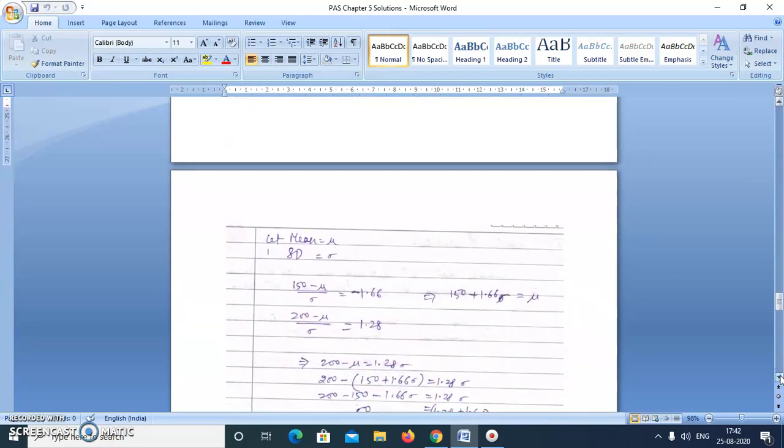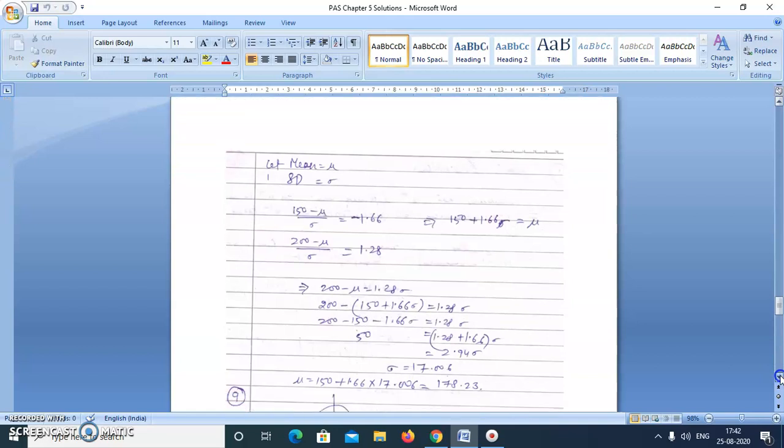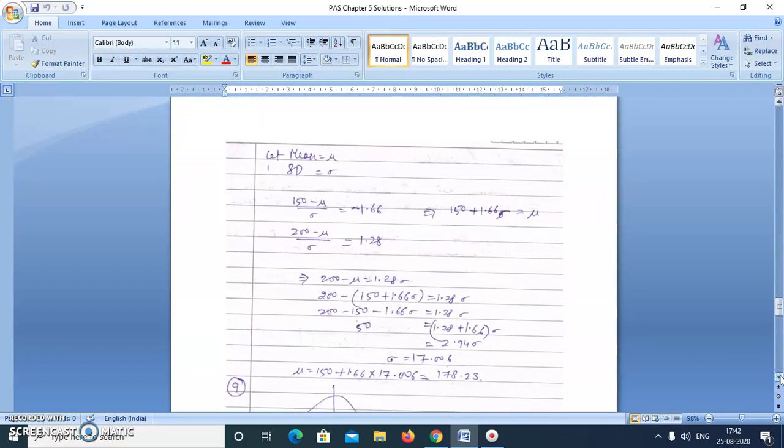Like this, and you will solve these two equations for mean and standard deviation simply, and we just get the mean here as 178.23 and sigma as 17.006 grams. So now moving on to question number 9.